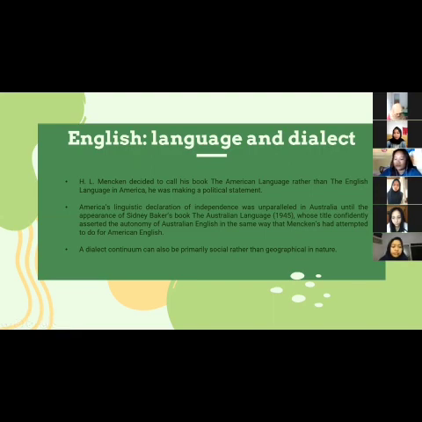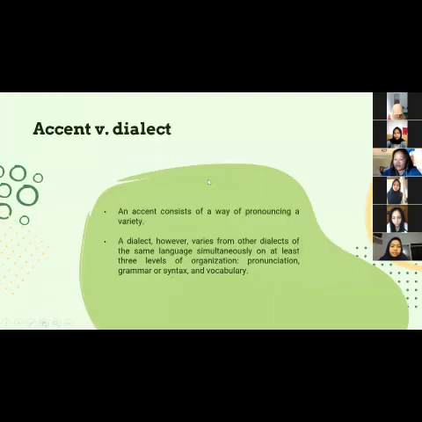And the next slide is accent versus dialect. An accent consists of a way of pronouncing a variety. People have strong views on accent, including the idea that it is always others who have an accent and never themselves. Strictly speaking, however, it is impossible to speak any variety without some accent.